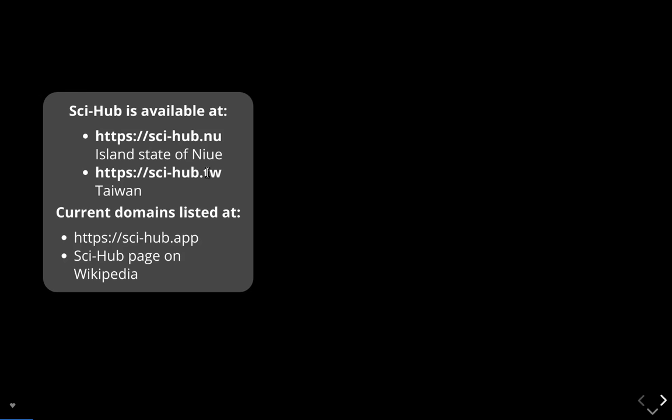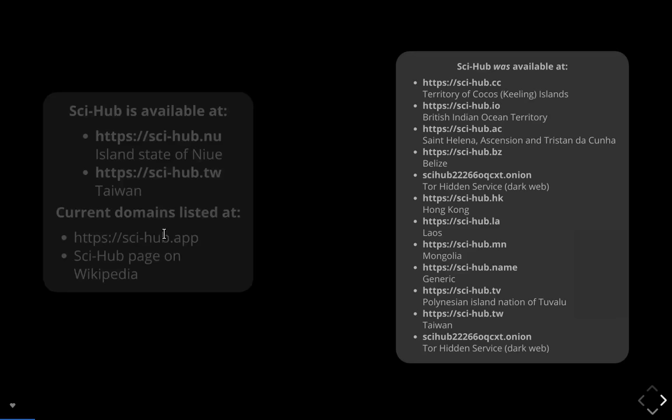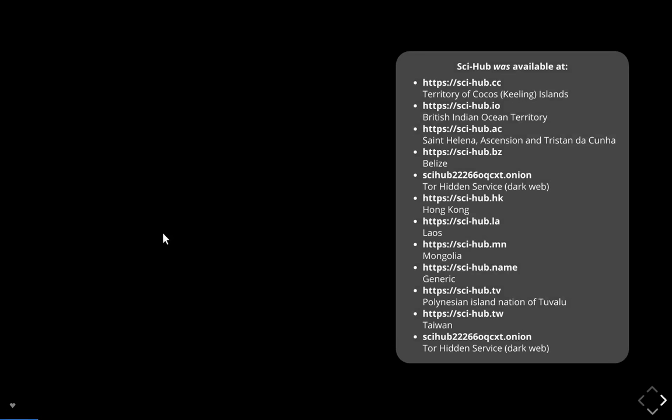There are ways that you can find the current domains by going to the Wikipedia page or by trying this new website, sci-hub.app. But here's a list of some of the past domains, which is growing, and I don't think this is exhaustive, but you get the idea.